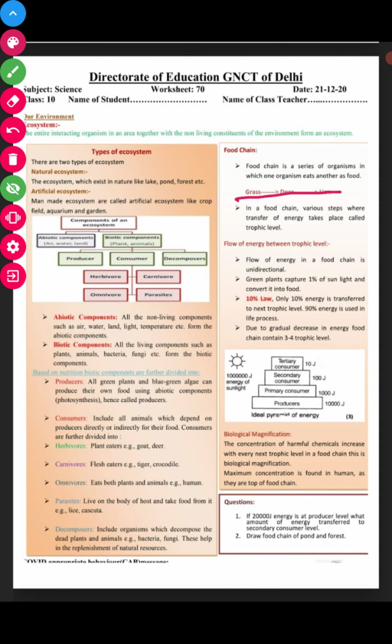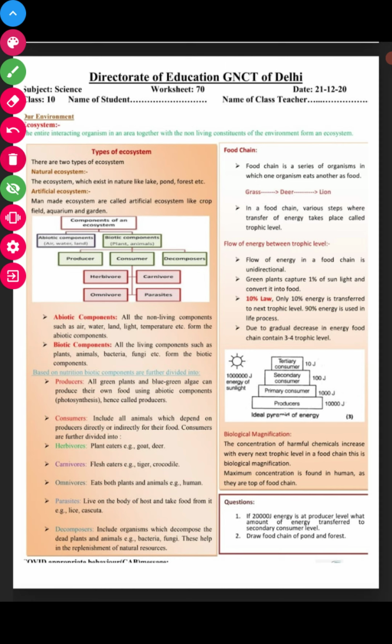In the food chain, the various steps where the transfer of energy takes place are called trophic levels. The next term is trophic level. When an organism gets food from another organism, like the deer gets food from the grass, ultimately it gets the energy from the grass, as well as the lion, when it eats the deer, gets energy from the deer. So energy transfer is taking place from one organism to another, and this type of energy transfer is called a trophic level.